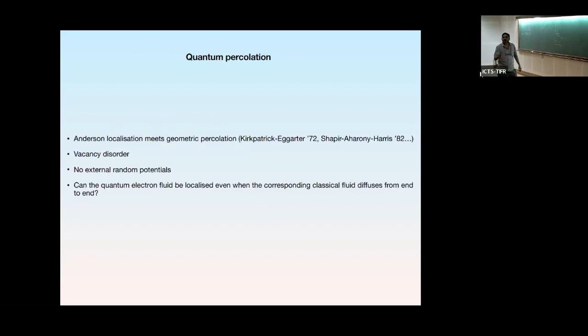right? And this leads me to what used to be called quantum percolation in its heyday. This is the closest point of contact between Anderson localization and geometric percolation. You have vacancy disorder, but no external random potential. And so the question these people asked is, can the quantum electron fluid become localized even in a regime where the corresponding classical fluid would diffuse and be able to go from one end to the other, right?